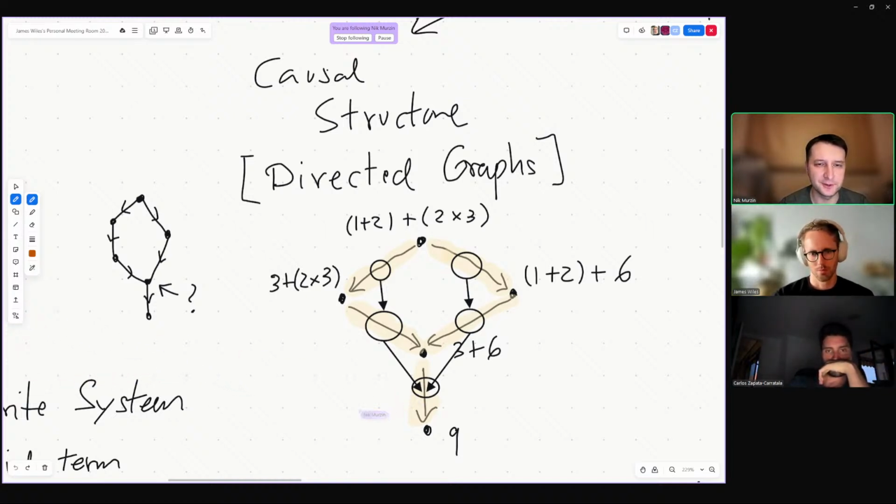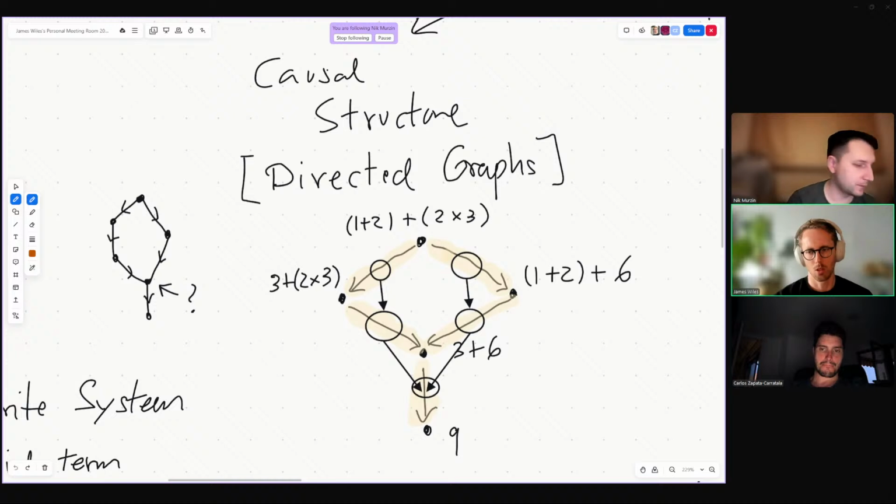Well, I don't know what else to say about it. I have one question related to this that somebody asked recently: is causal invariance the same as confluence?